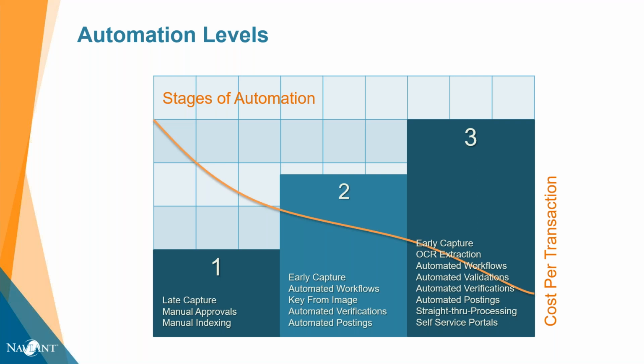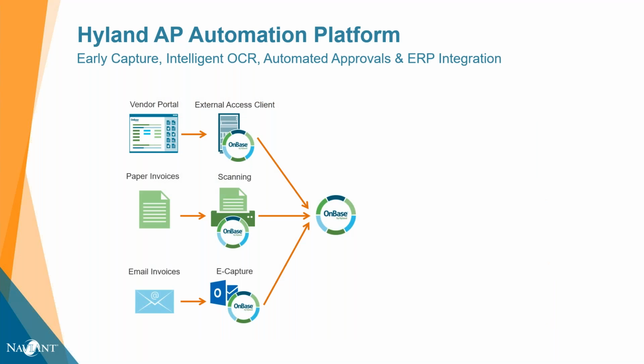Option two then shifts late capture to early capture, and it automates many of those workflow processes and reviews and approvals. But option three takes all of these concepts, or as many as you're ready for, and fully optimizes them in a best-in-class AP solution. And this is that fully optimized option that we're going to explore further today.